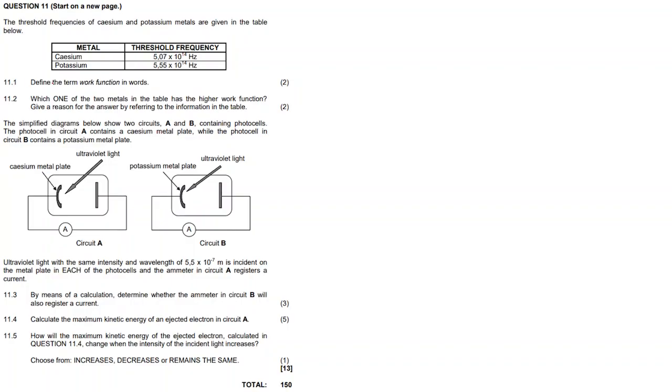Question 11.1. Define the term work function in words. So the work function of a metal is the minimum energy needed to eject an electron from the metal surface.